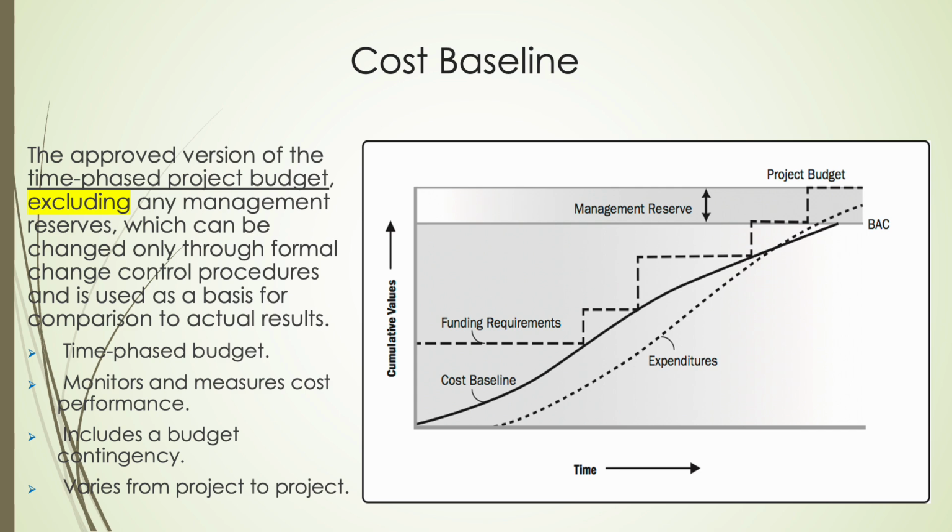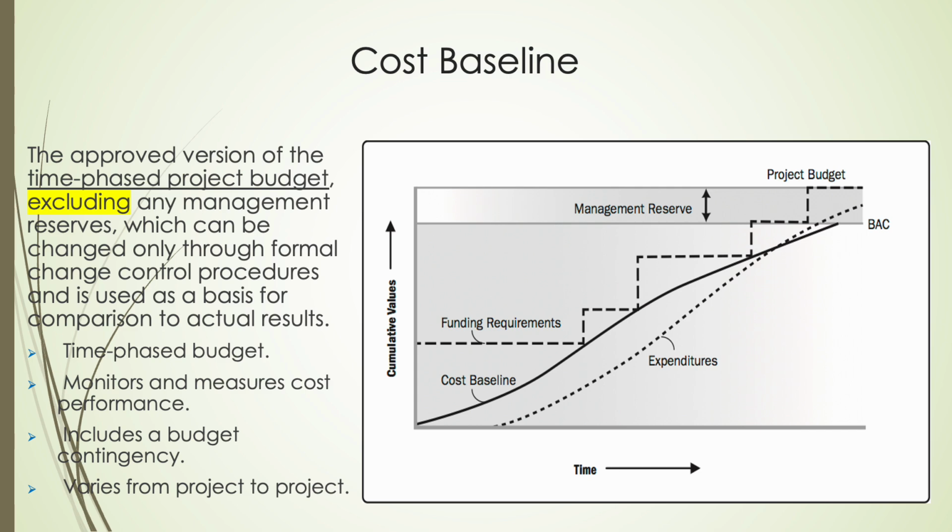This graphic shows how cost baseline, expenditures, and funding requirements interact over time. The cost baseline, the solid curved line, represents the approved budget for project work, excluding any management reserves. As work is performed, expenditures, the dotted line, rise over time, tracking actual spending. Funding requirements, shown as a dashed step line, reflect when funds are needed to support work, ensuring the project never runs short of cash.